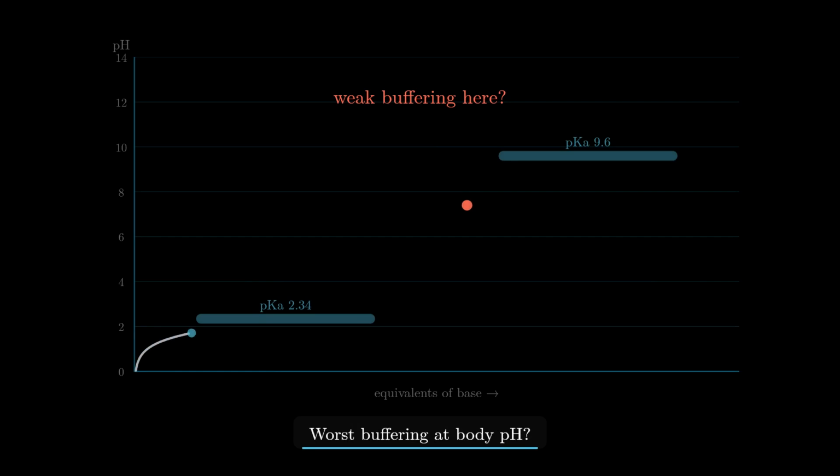An amino acid is not a single molecule. It's a shapeshifter. And today you're going to learn to predict exactly which form it takes and what charge it carries, at any pH you throw at it.